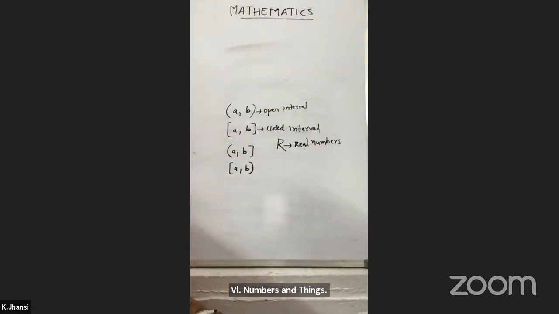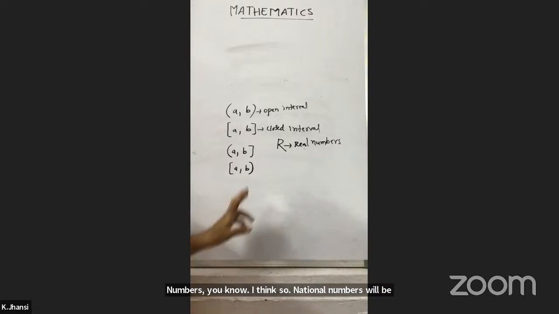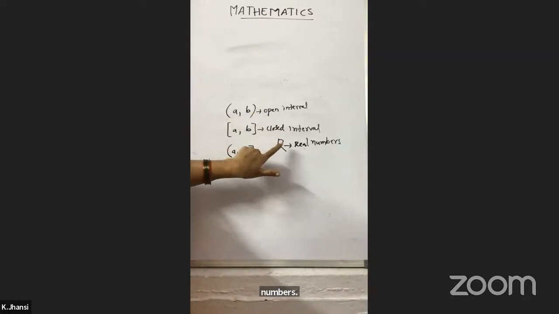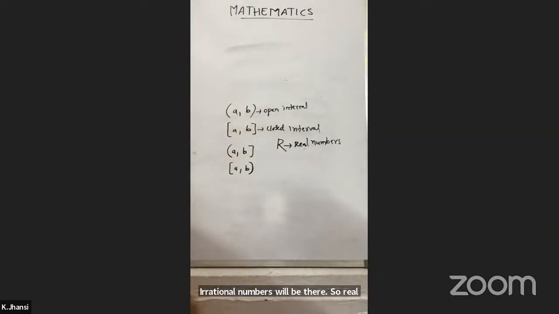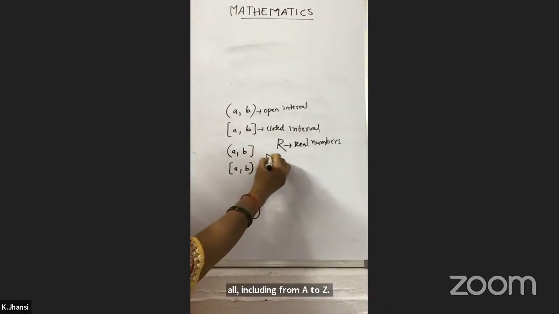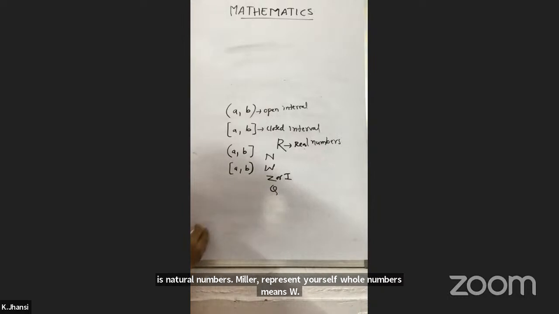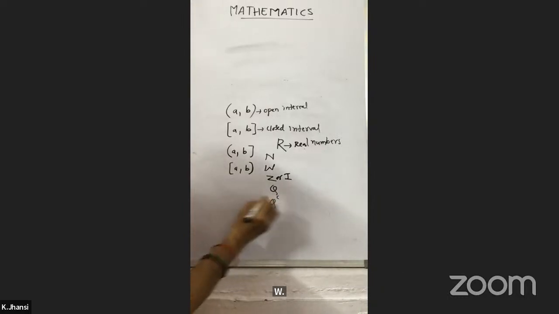Natural numbers will be there, whole numbers will be there, integers will be there, and also rational numbers and irrational numbers will be there. So real numbers means all of them, including from A to Z. Natural numbers are represented by N. Whole numbers means W. Integers are represented by Z or I. Q means rational numbers. The complement of Q are called irrational numbers.